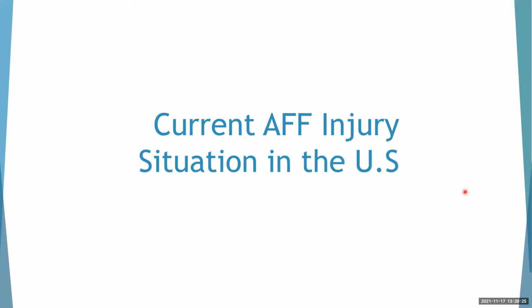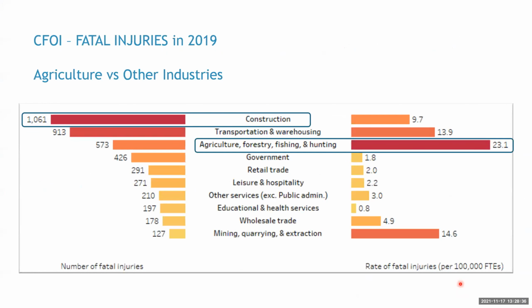Now, I would like to talk about the current situation, what's going on in terms of injuries and fatalities in the US. First, I would like to look at the BLS as a data source. These graphs are based on CFOI data. On the left side, we can see the number of fatalities by each industry. In 2019, as you see, the construction industry has the highest number of fatalities, more than 1,000 cases. In numbers, they have the biggest numbers.